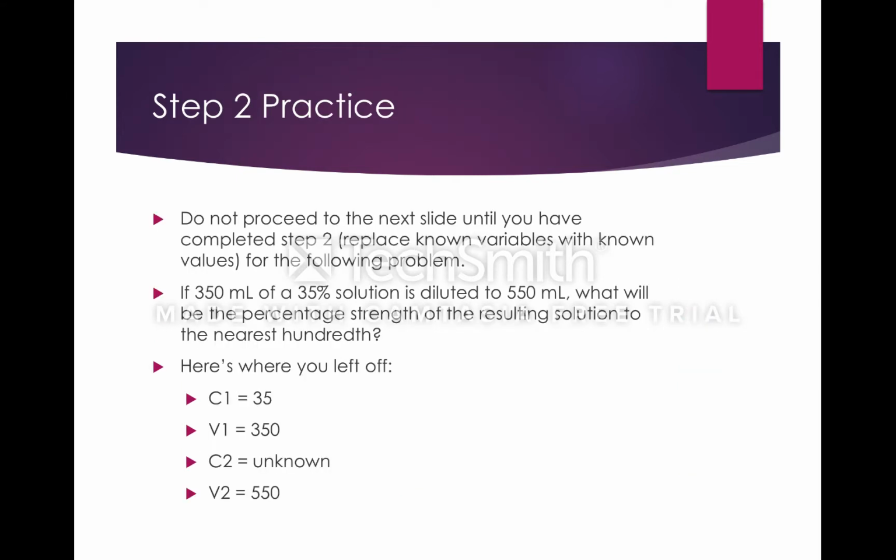Okay, now we're going back to that individual practice now that it's been modeled. So don't proceed to the next slide until you've completed step 2, replacing known variables with known values for this problem below. Feel free to pause once I've gotten to the end of this slide. If 350 milliliters of a 35% solution is diluted to 550 milliliters, what will be the percentage strength of the resulting solution to the nearest hundredth? Again, here's where we left off. C1 was 35, V1 was 350, C2 was unknown, and V2 was 550. Feel free to pause at this time.